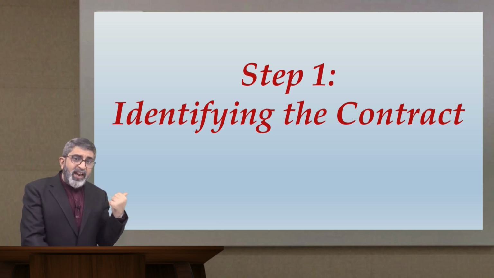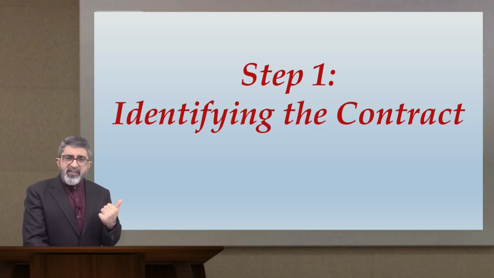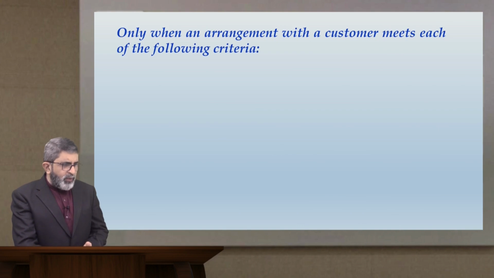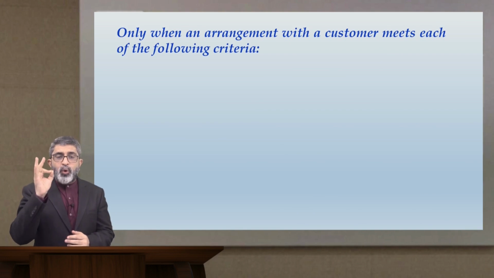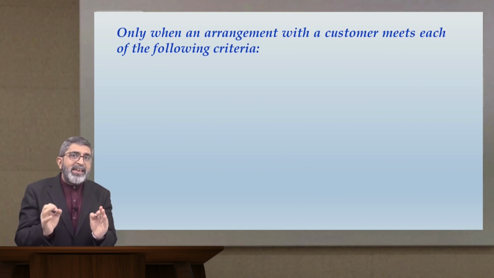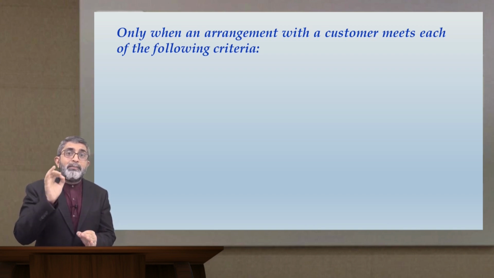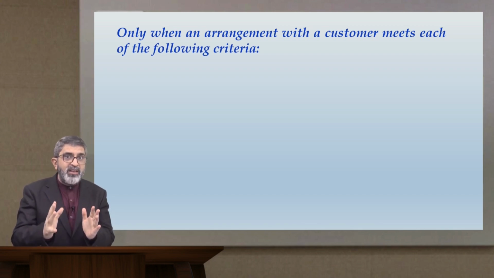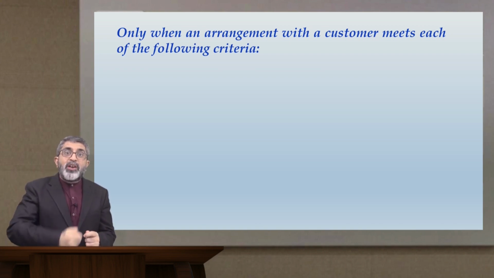I want you to write this heading in your notebooks, that is identifying the contract as step 1. Quickly write this heading, and then within this step we would say, only when an arrangement with a customer meets each of the following criteria. Whatever criteria we are going to mention over here, each of the criteria has to be met. That means if any of the criteria is not met, then it will not be considered as a contract with the customer, and henceforth IFRS 15 cannot even apply.